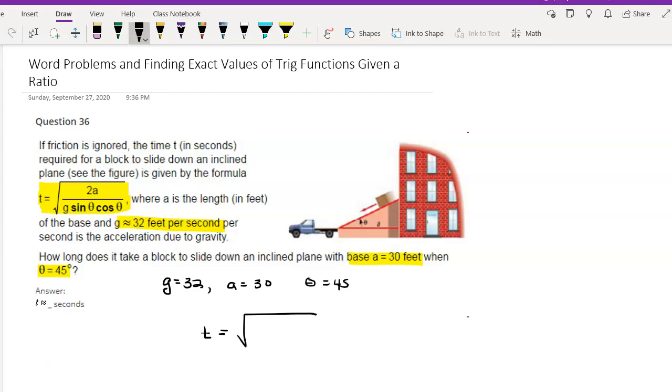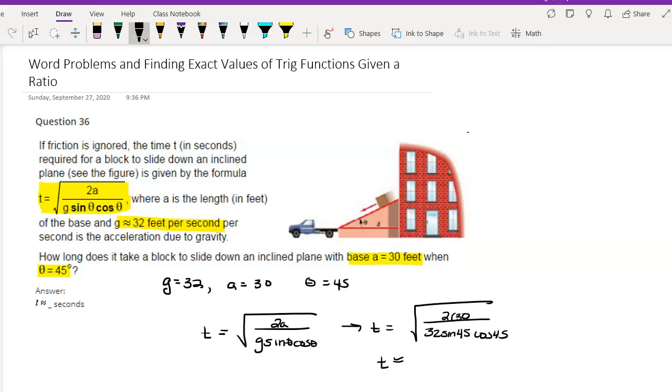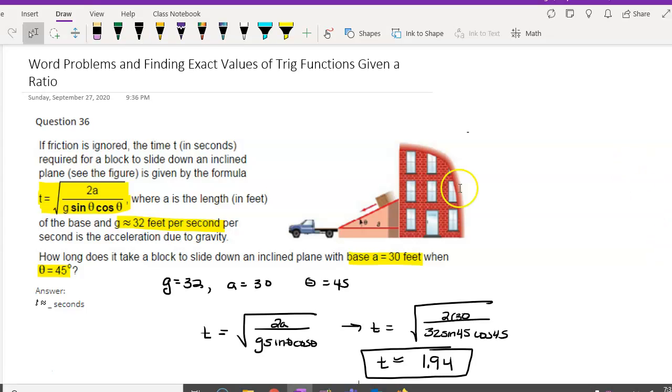t equals the square root of 2a over g sine theta cosine theta. So when we substitute this in, we get 2 times 30 over 32 sine 45 cosine 45. From there, we stick it straight into our calculator, and we'll get t is approximately 1.94 seconds. So that one is just simple substitution.